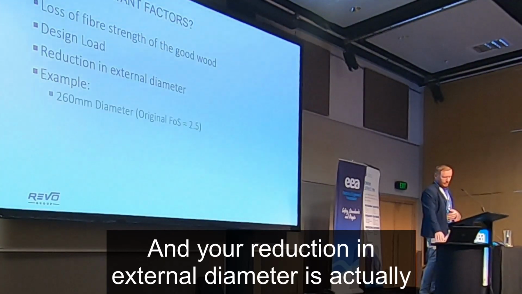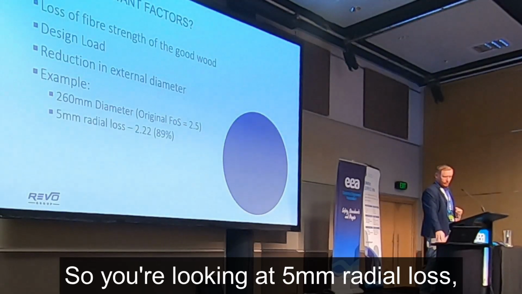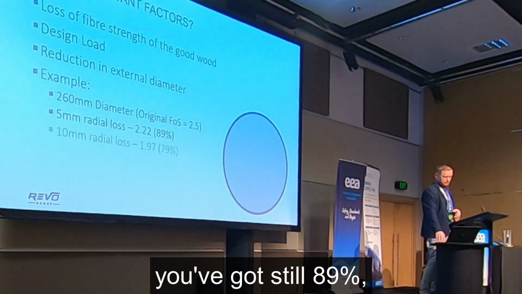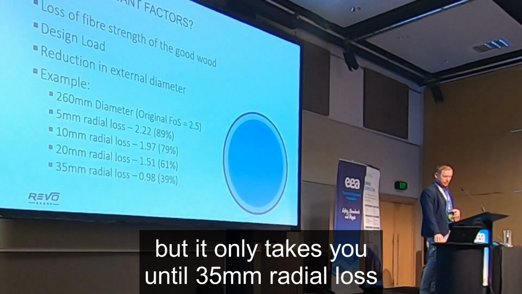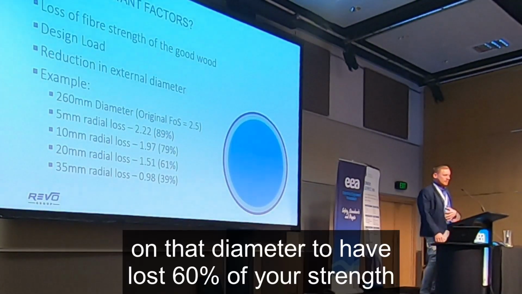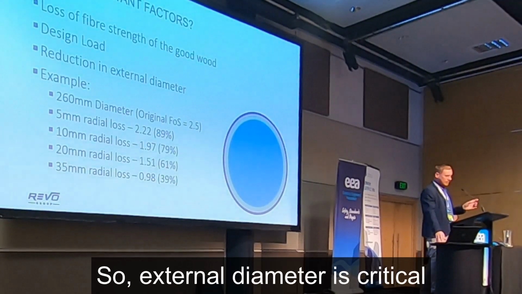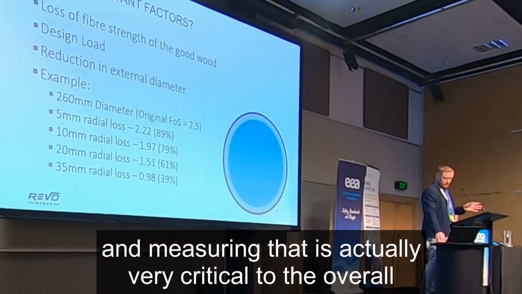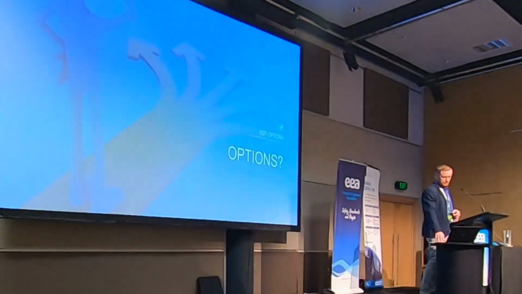Your reduction in external diameter is actually way more critical than the internal diameter. So if you're looking at a 5mm radial loss, you've still got 89%, but it only takes you till 35mm radial loss on that diameter to have lost 60% of your strength and to be below a factor of safety of 1. So external diameter is critical, and measuring that is very critical to the overall results, even when you're using NDT techniques.